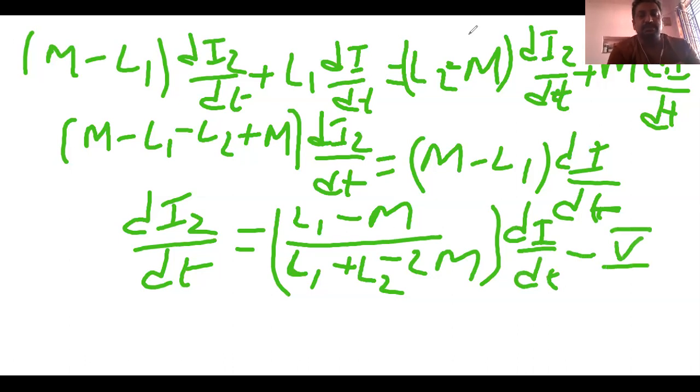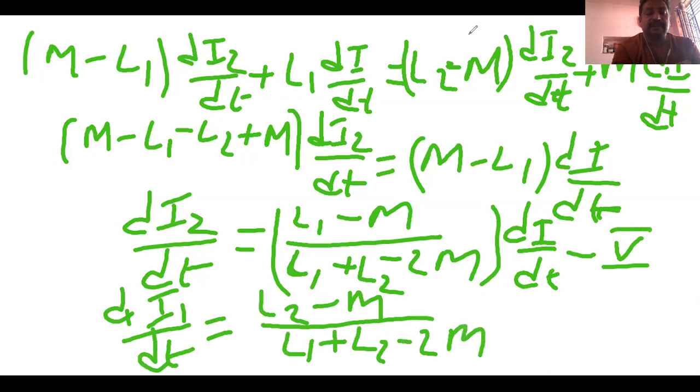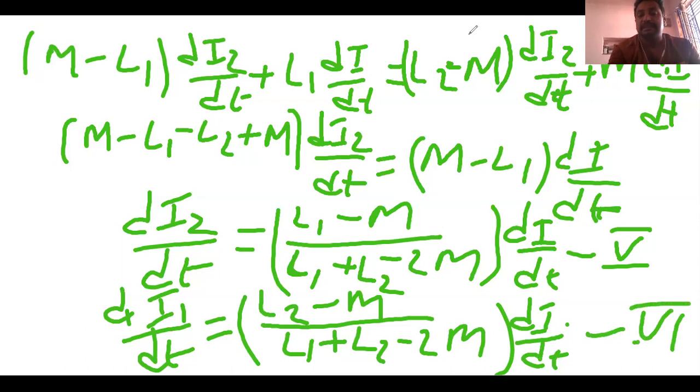In a similar way, we substitute I2 is equal to I minus I1 as per KCL. Therefore, we get the solution of di1 by dt, very simple: (L2 minus M) divided by (L1 plus L2 minus 2M) into di by dt. This is equation 6. Now substitute equations 5 and 6 in either equation 1 or 2.